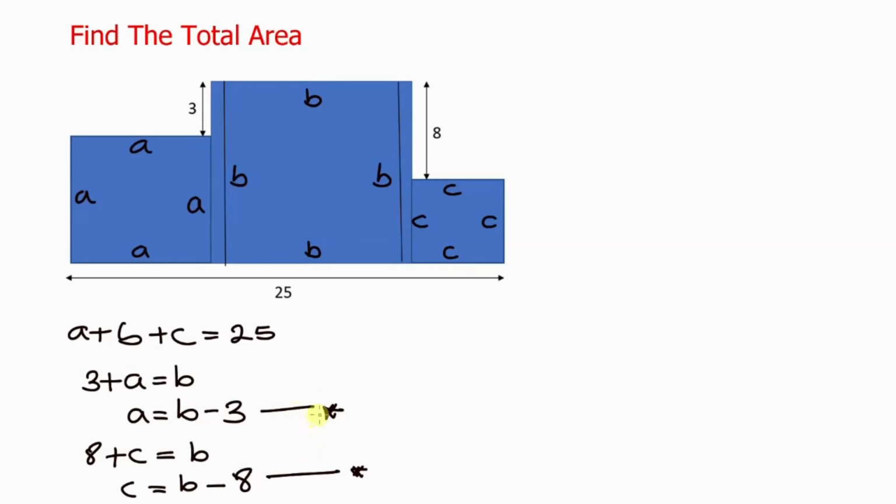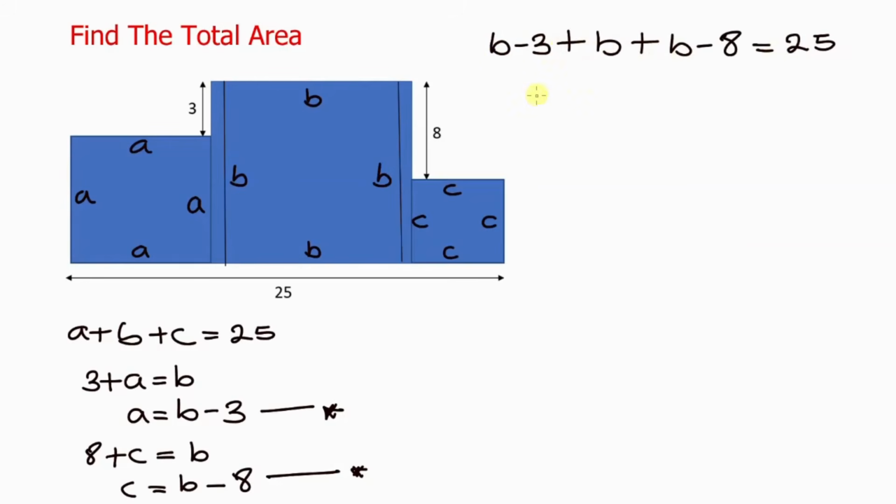Now let's substitute these asterisks into our original expression of the base. A, from the first asterisk, is B minus 3, so I'm going to substitute that there. So B minus 3 for A, plus we have B, then plus C. C from our second asterisk is B minus 8. So we'll write B minus 8, and this is equal to 25. Initially we had 3 unknowns, but now we have just one unknown, which is B, to solve.